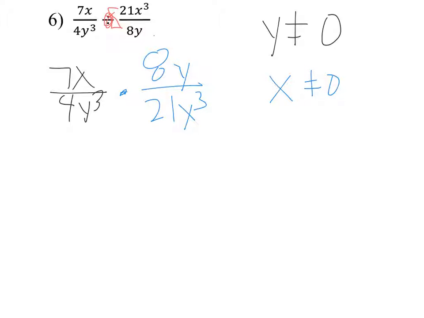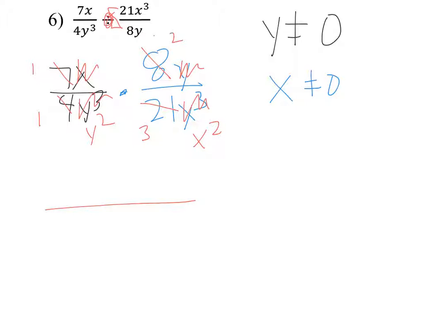And now I can start simplifying. 7 can be divided by 7. 21 can be divided by 7. 8 can be divided by 4. 4 can be divided by 4. There's 1x up here, and there's 3 on bottom, so that'd be 2 on bottom. There's y on top. There's 3 on bottom, so that'd be 2 on bottom. So my final answer would be 2 on top, 3x squared, y squared.